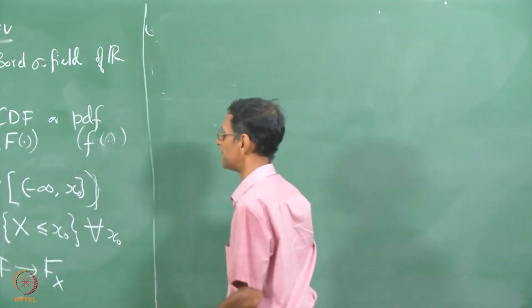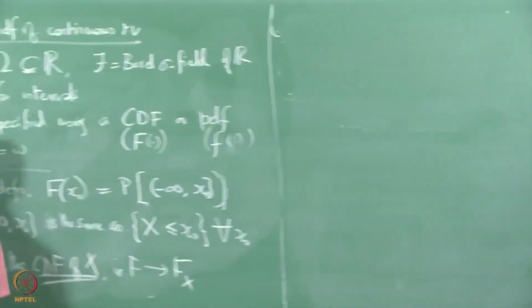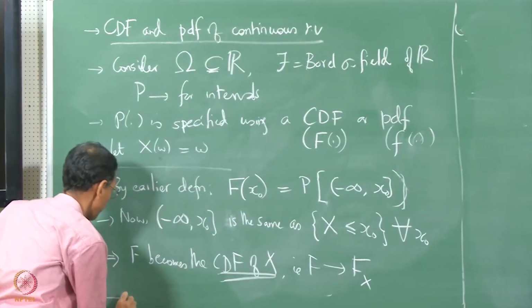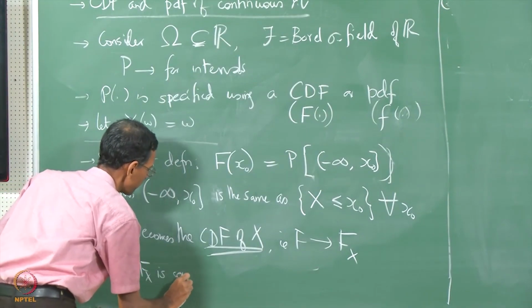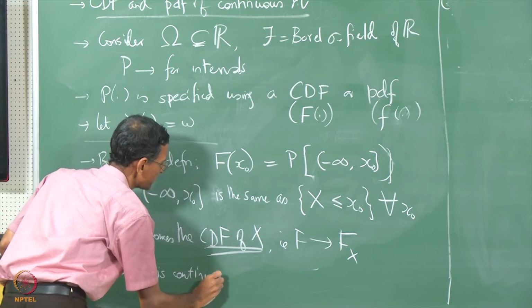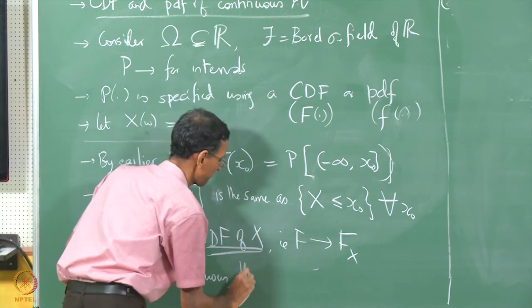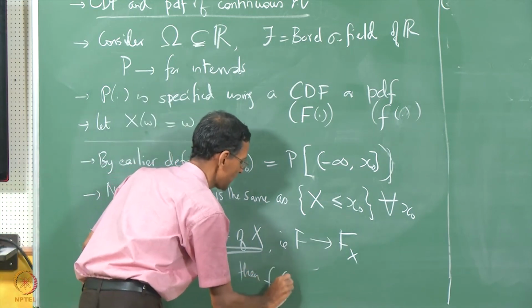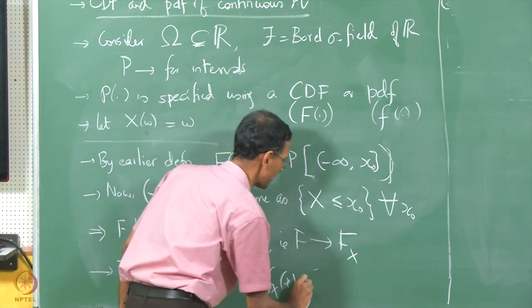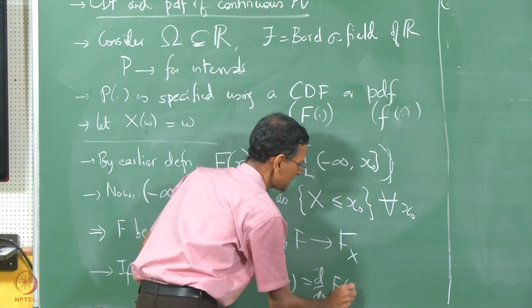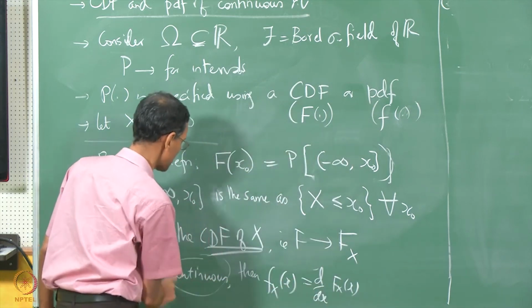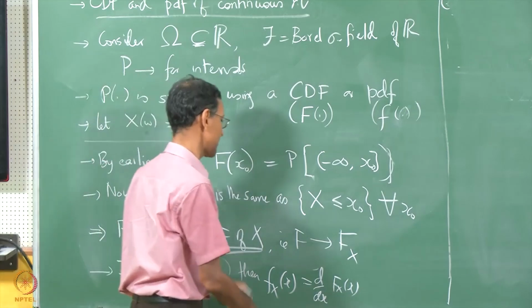So, if capital Fx is continuous, then small fx of x, that is, the PDF of x, follows. In the sense that here we are not going to worry about the differentiability angle so much, as we already said in some previous lecture.